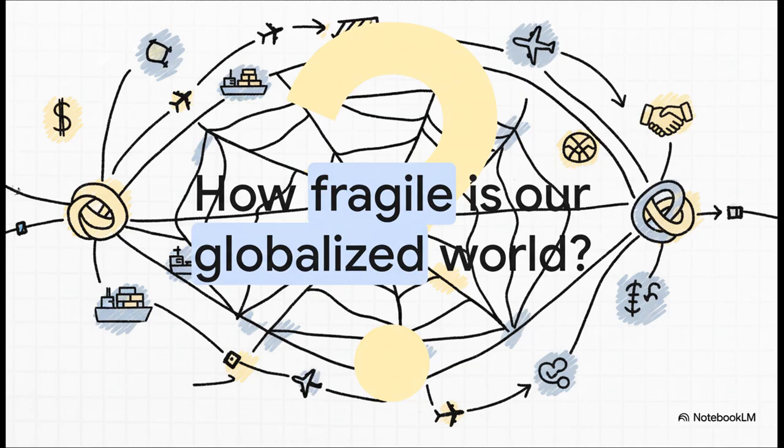We all know we live in this super interconnected world, right? Trade, money, people, zipping all over the globe. But what happens when those connections, those threads holding it all together, start to fray or even snap?